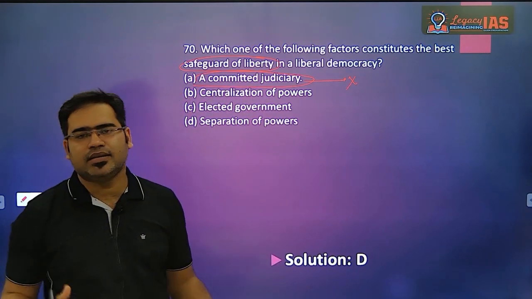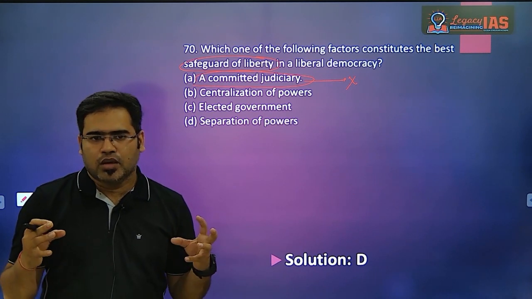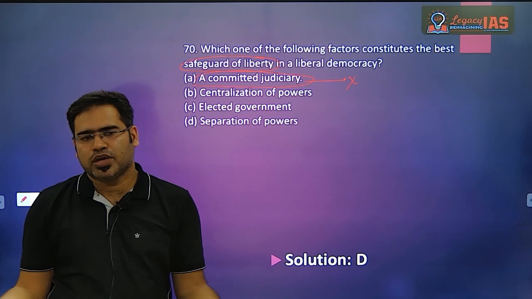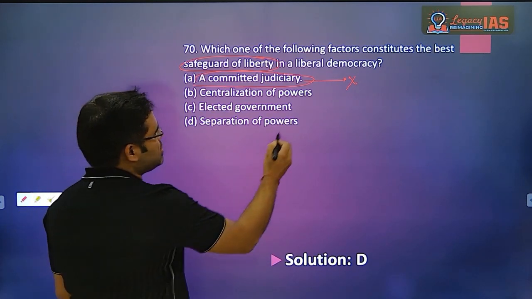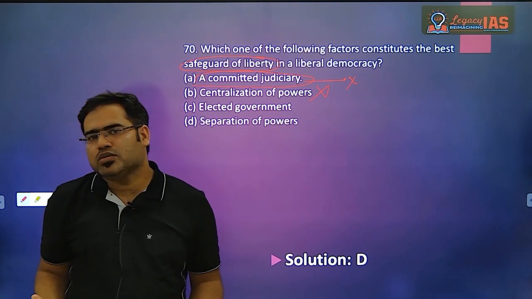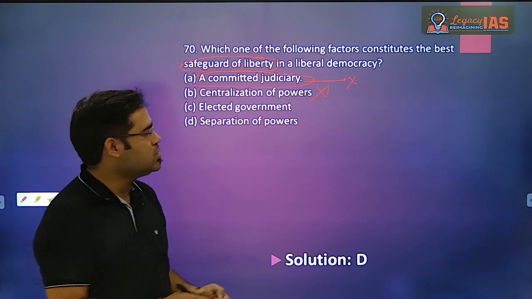Second is centralization of power. When centralization of power is there, that means power is in a few hands only. Definitely then liberty cannot be expected. So this is also not correct. Third is elected government, but we don't know whether the elected government is directly elected or indirectly elected. So this is also not the right answer.